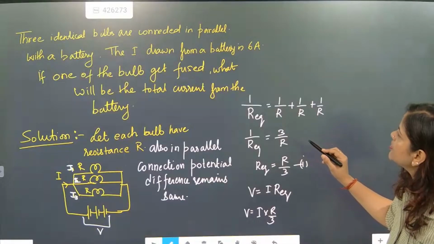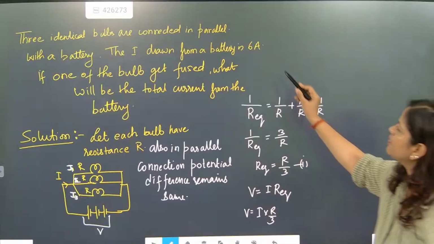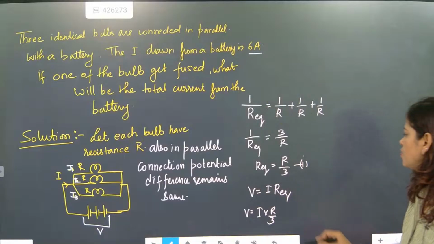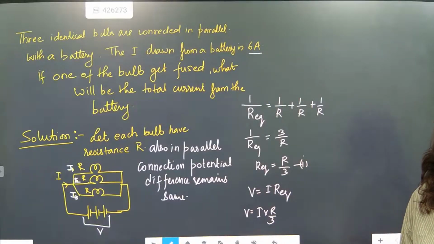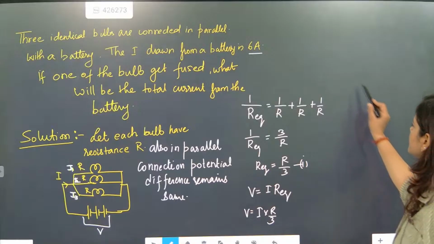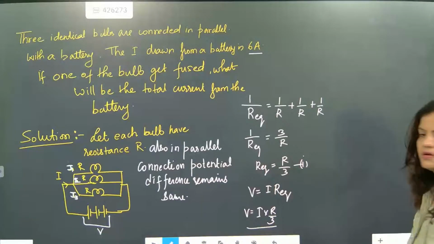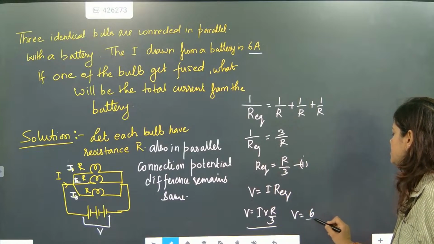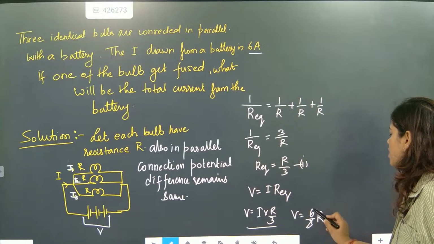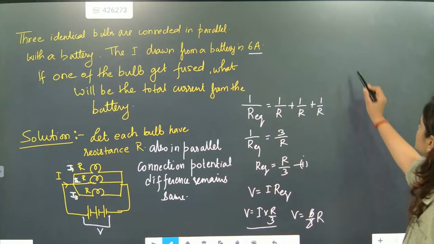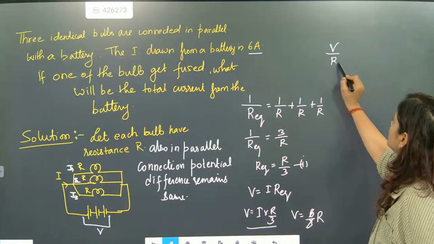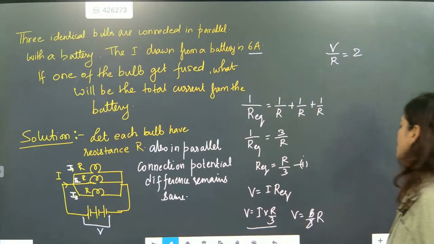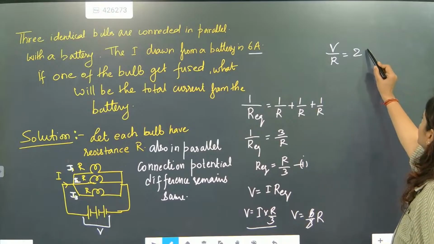Any other information they have given? The current drawn from the battery is 6 ampere. So overall current is given as 6 ampere. Can we substitute there? So V is equal to 6 by 3 into R. How much is it coming? 2. So V by R is equal to 2 ampere.